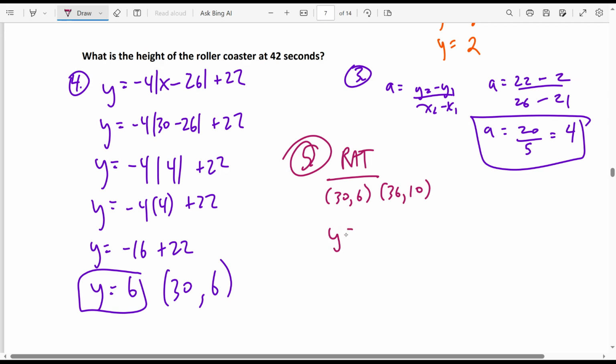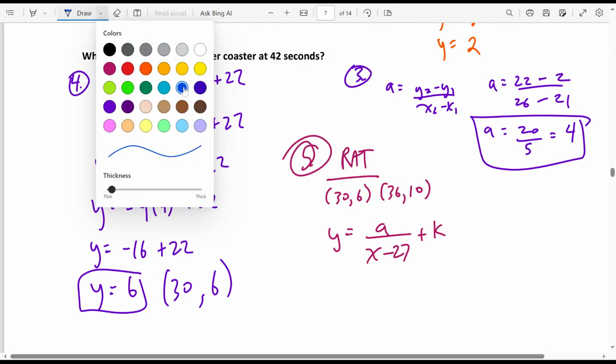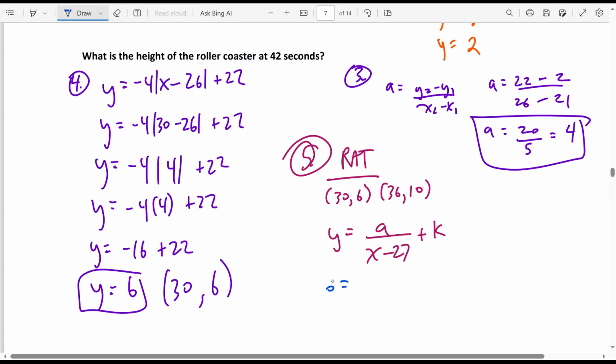And if I look at the rule as it stands right now, x minus 27 plus, what did we say? Okay, we don't know k. So now if I just plug in, let's just say 6, a, 30, k, I'm missing 2 variables.